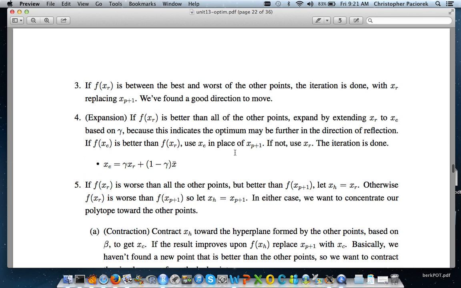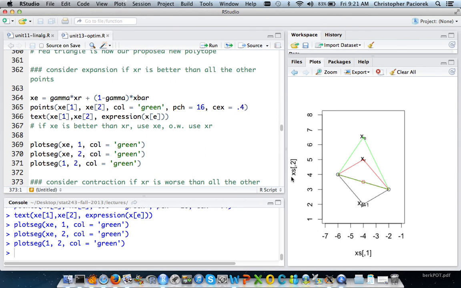Okay, so if f of xr is better than all the other points, expand from x of r to xe. And if f of xe is in fact better than f of xr, use xe in place of xp plus 1. If not, use x sub r. So we check both of these. Basically, we're checking these three, and if this is better than this, then we're going to go out to here. If this is better than this, then we're going to go out to here. So that's sort of our first move. We're trying to see if we should move away in this direction away from this point.